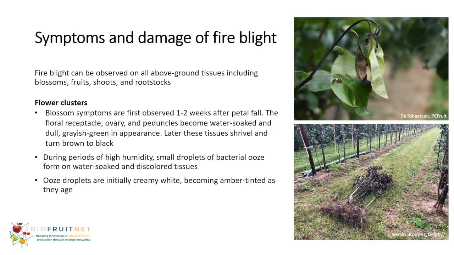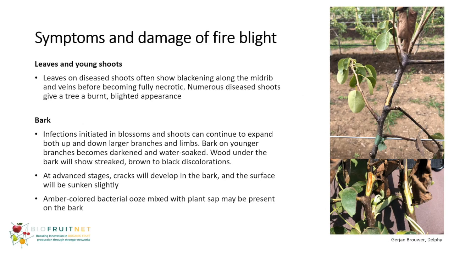During periods of high humidity, small droplets of bacterial ooze form on water-soaked and discolored tissues. Ooze droplets are initially creamy white, but later they become amber-tinted as they age. Symptoms and damage of fireblight on leaves and young shoots. Leaves on diseased shoots often show blackening along the midrib, and veins are becoming fully necrotic. Numerous diseased shoots give a tree an apparent blighted appearance.